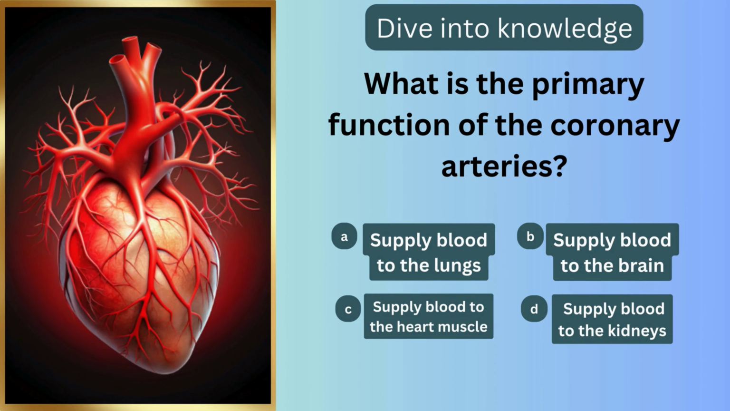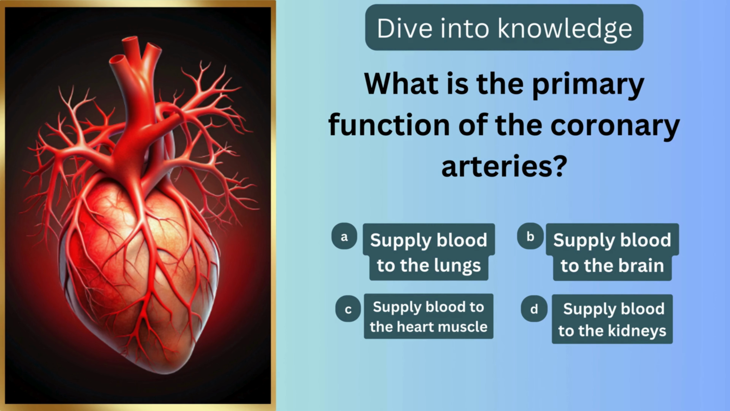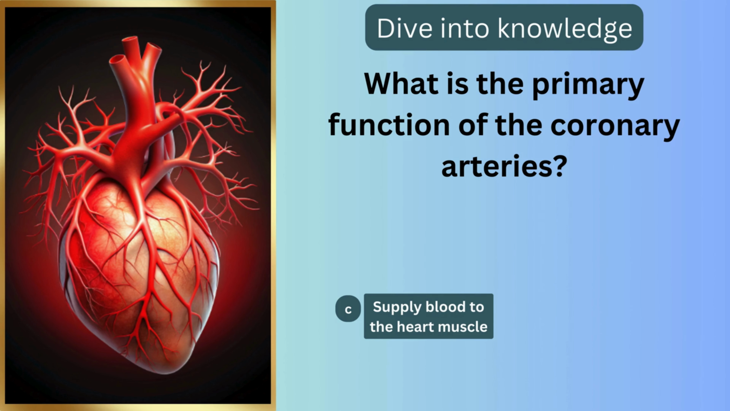Next question is, what is the primary function of the coronary arteries? Let's take a look at the options. A. Supply blood to the lungs. B. Supply blood to the brain. C. Supply blood to the heart muscle. Or D. Supply blood to the kidneys. Time's up. The right answer is C. Supply blood to the heart muscle.